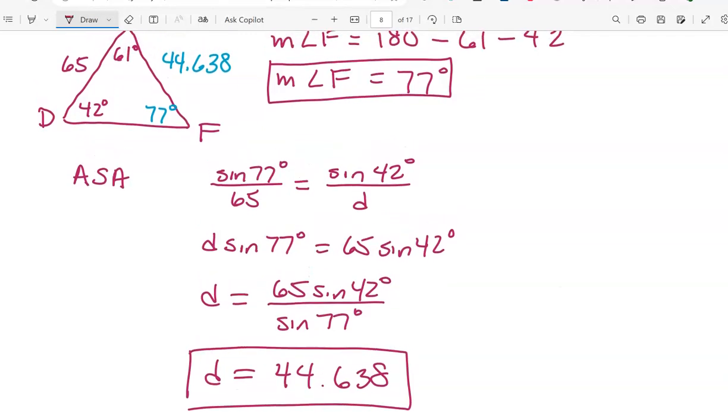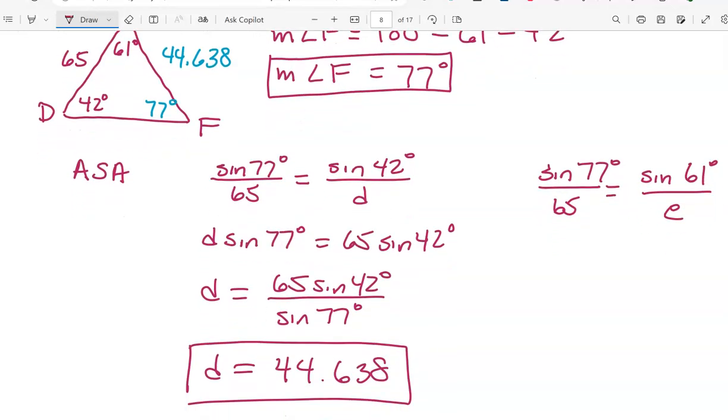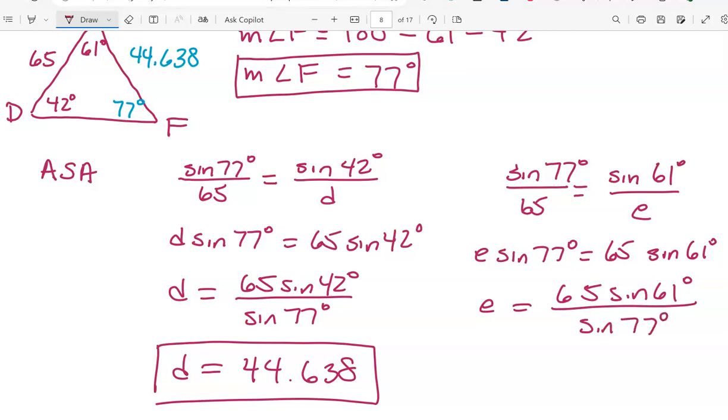All right, let's find that third side by using the law of sines again. Sine of 77 degrees over 65 is equal to sine of 42 degrees. Whoops, already used that one. So what do we need now? Sine of 61 degrees over the last missing side, which is side E. So cross multiplying, E times the sine of 77 degrees equals 65 times the sine of 61 degrees. And then dividing, E is equal to 65 times the sine of 61 degrees divided by the sine of 77 degrees.